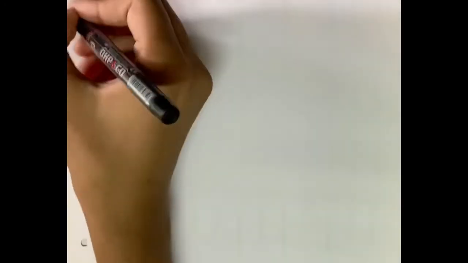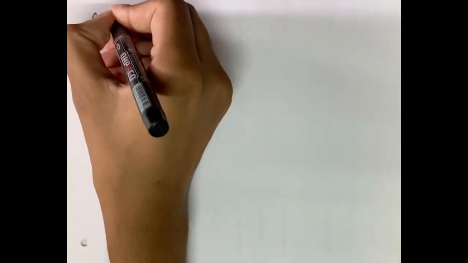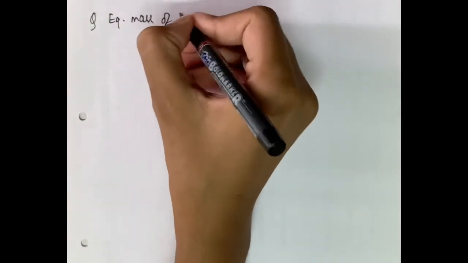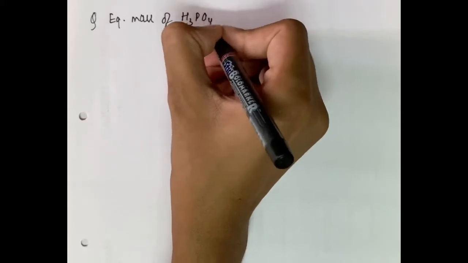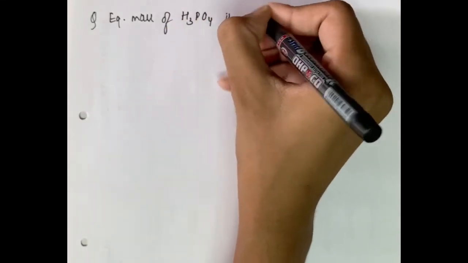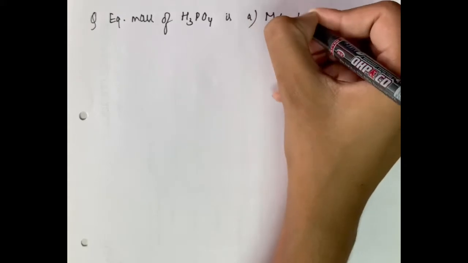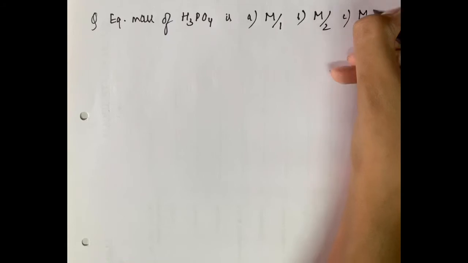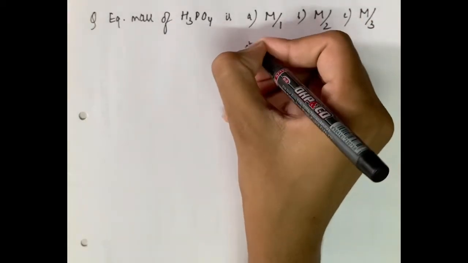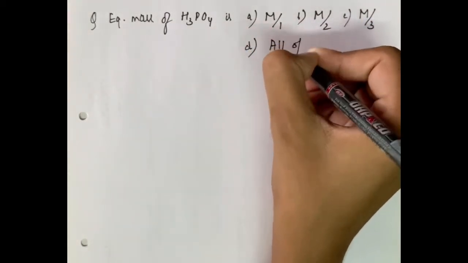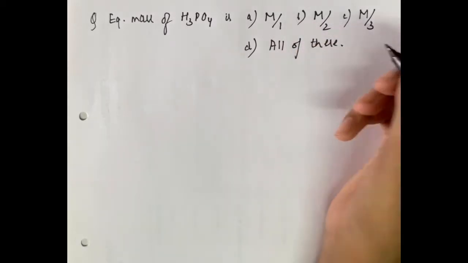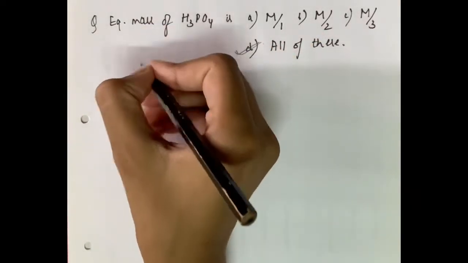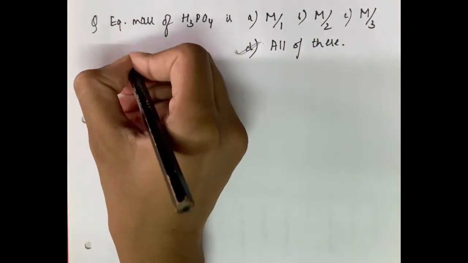Now, let's move on to another tricky question that may be helpful for your entrance exams, which is calculating the equivalent mass of H3PO4. And your options are M by 1, M by 2, M by 3 and all of these. Here, M stands for molar mass. Here, you may think that the answer is M by 3, that is the third option, but you're wrong. The correct answer is all of these.